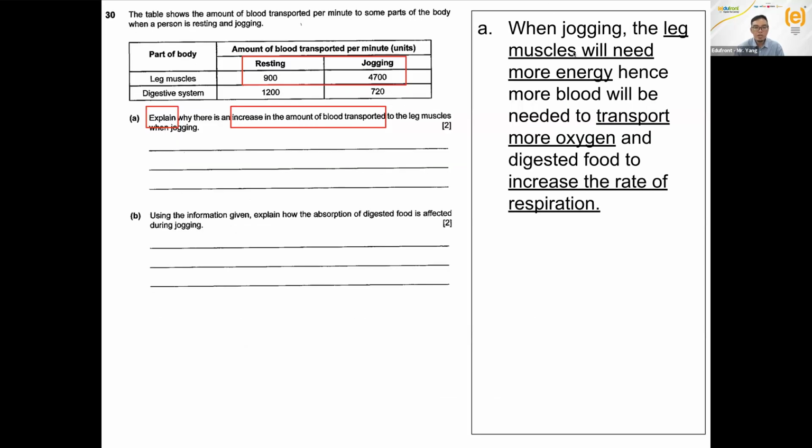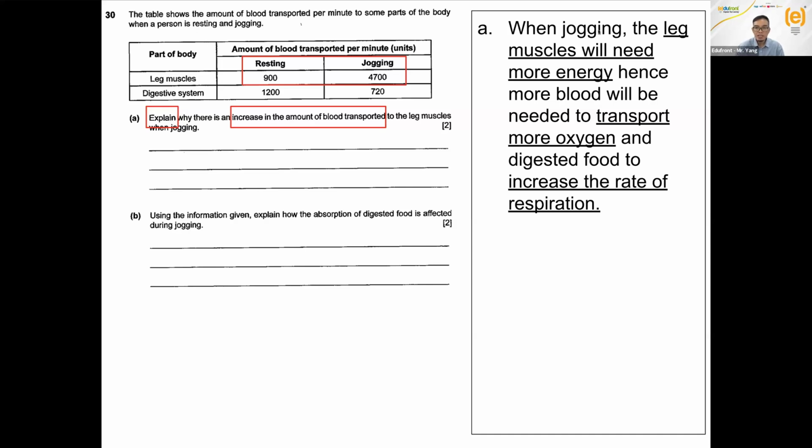Reason being, when we are jogging, we use most of our leg muscles, right? So our leg muscles will need more energy. More energy means it needs more digested food as well as oxygen. So when this happens, automatically more blood will be sent to our legs so that the muscles that are working extra during jogging can receive more oxygen and digested food, so that the rate of respiration in the leg muscles can increase. Okay, so that's the answer for part A.